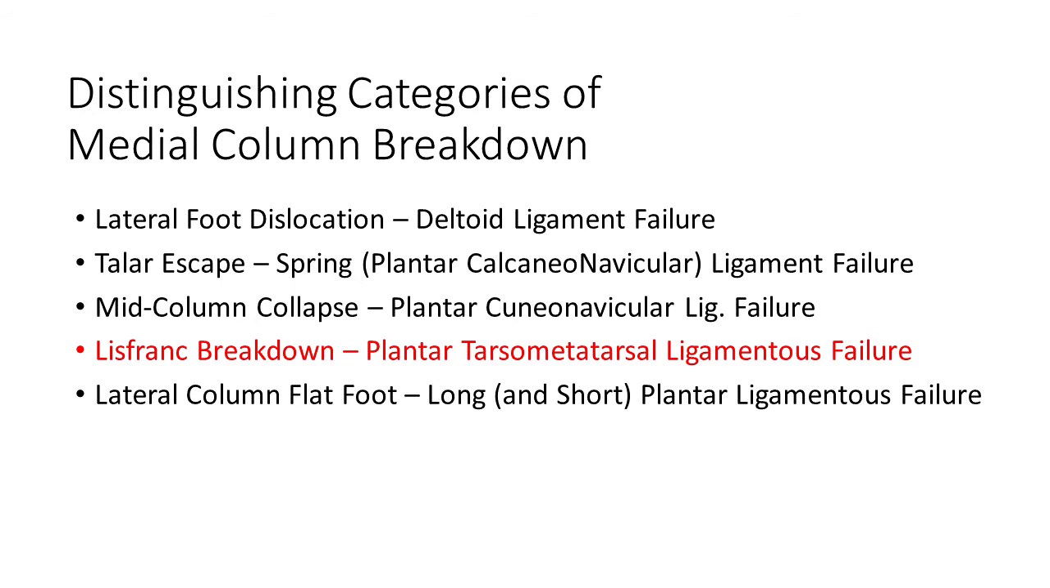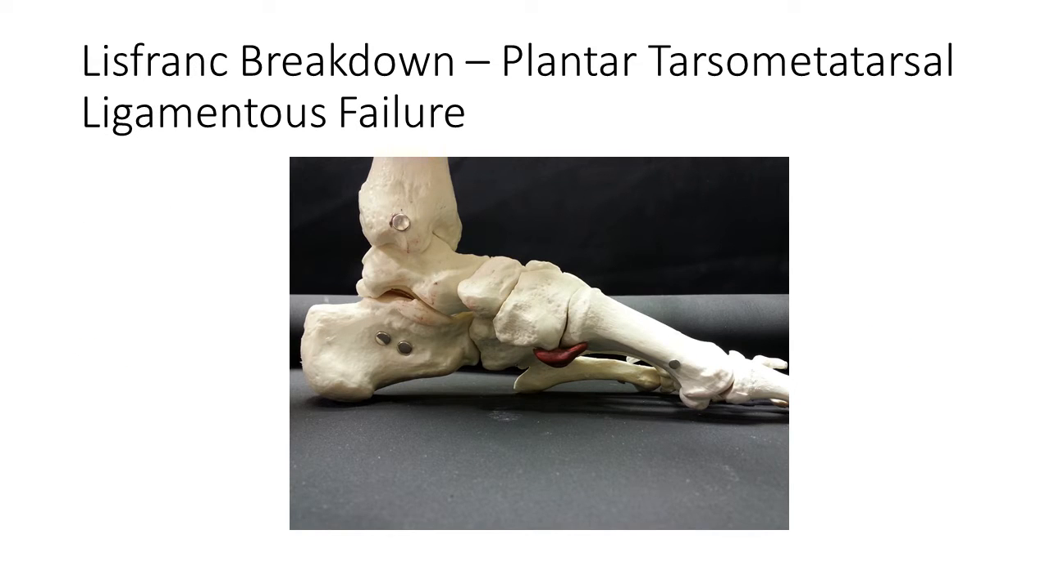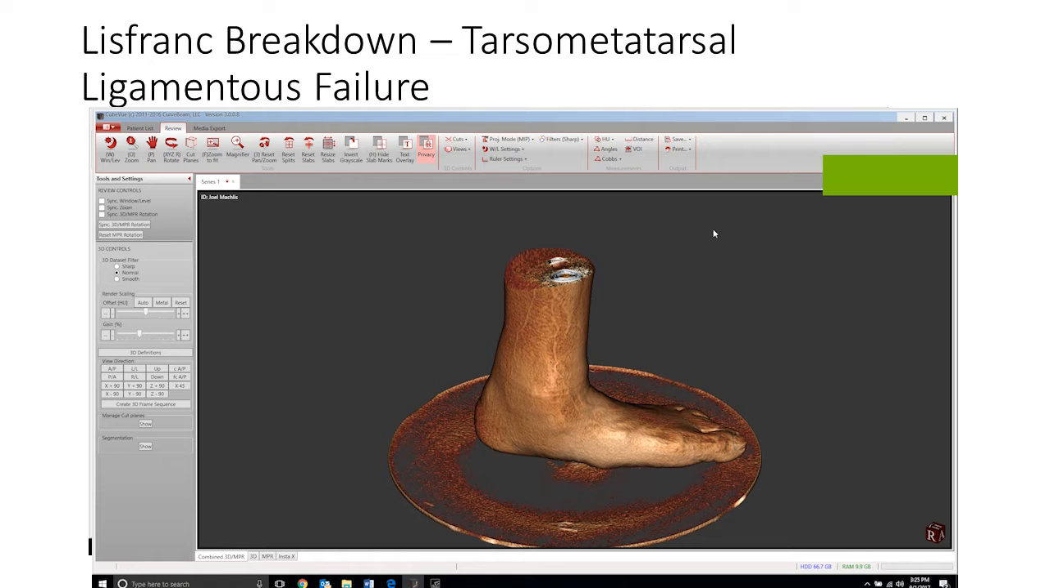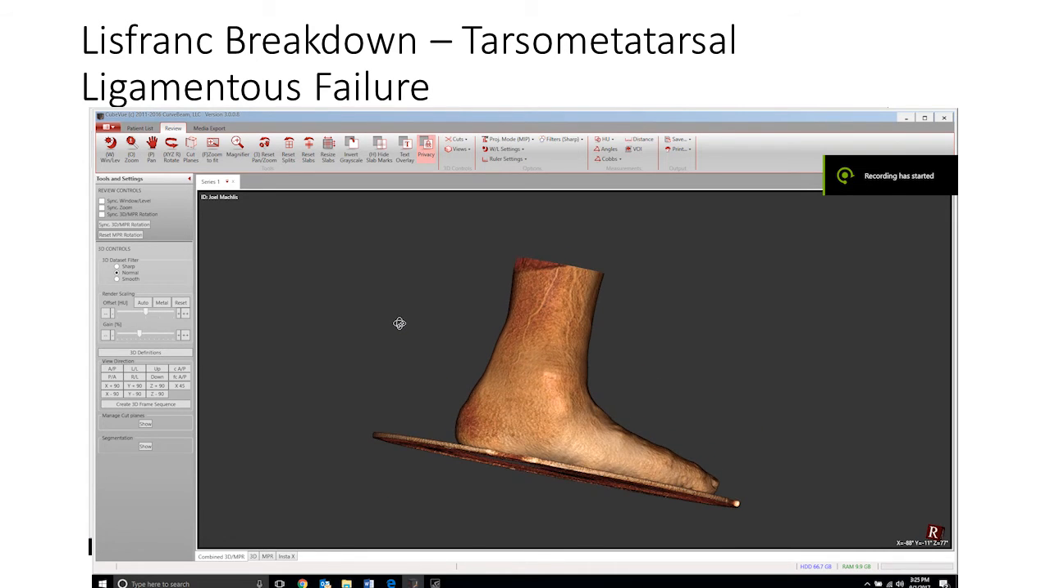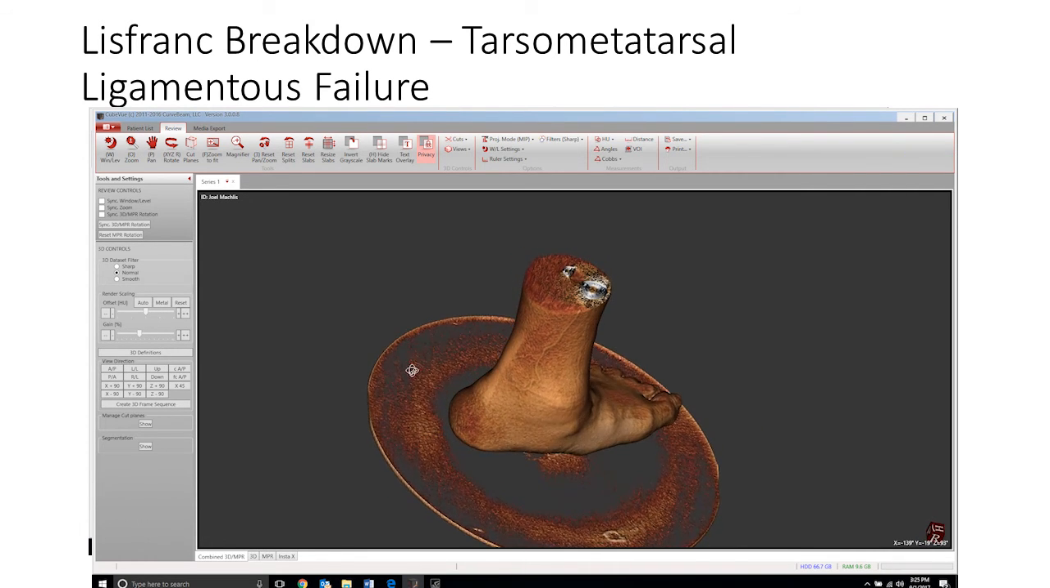Working our way down once more, we have the Lisfranc breakdown. The Lisfranc joint is well known, and the plantar tarsometatarsal ligaments are the ones that seem to be failing in producing this outcome. Here you can see that small ligament in the plantar surface connecting the medial cuneiform to the base of the first metatarsal.